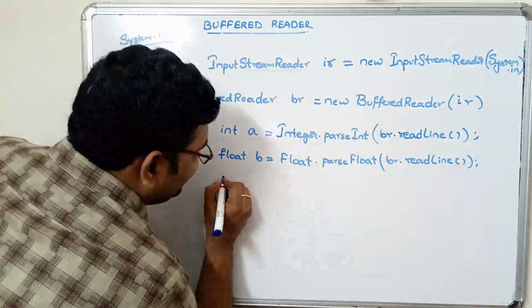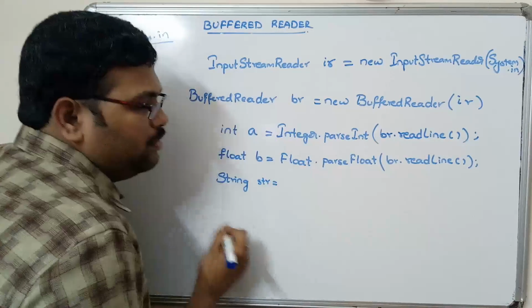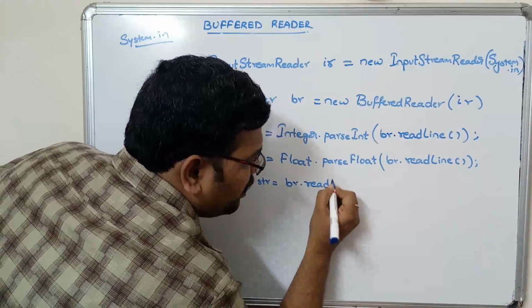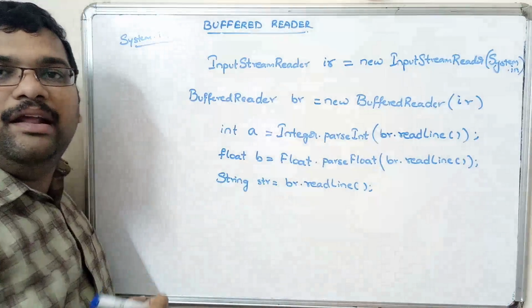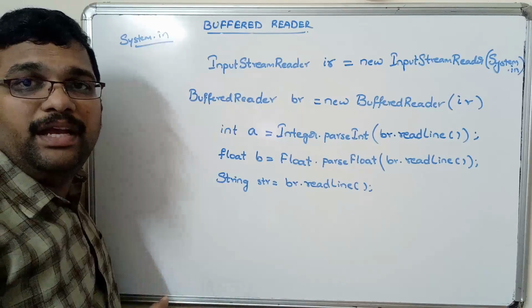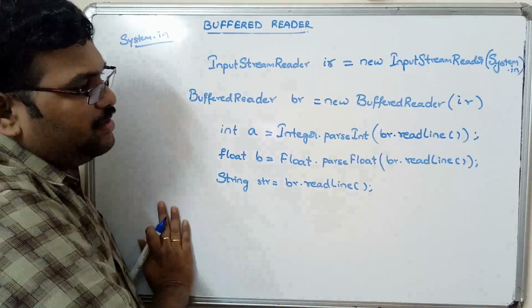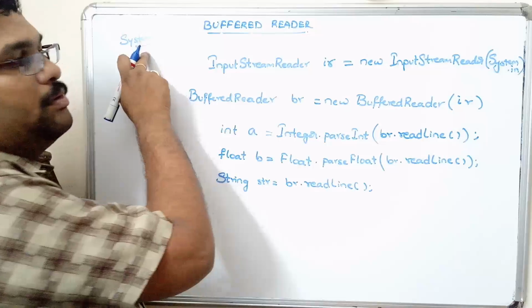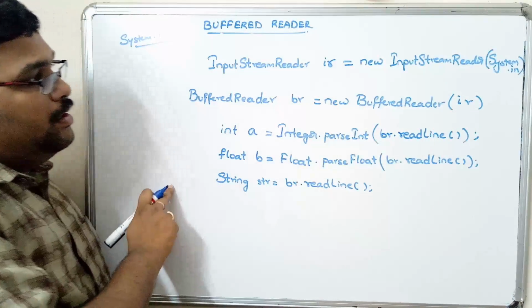And in order to read a string, simply we can write String str is equal to, directly we can read it, BR.readLine(). So here there is no type conversion, because by default it will read the string data. The input will be in a string data, right? So this is the simple thing to read the input from keyboard by using this IO stream, right?